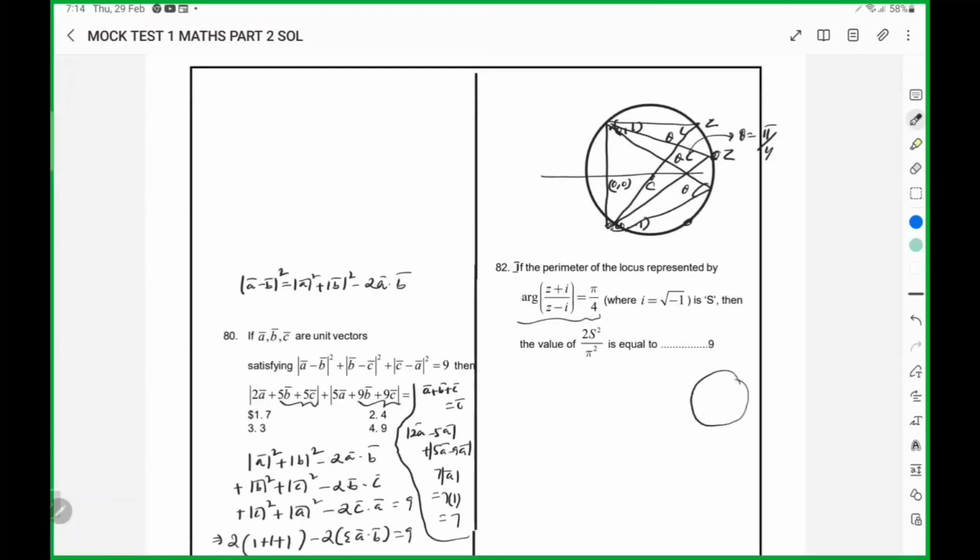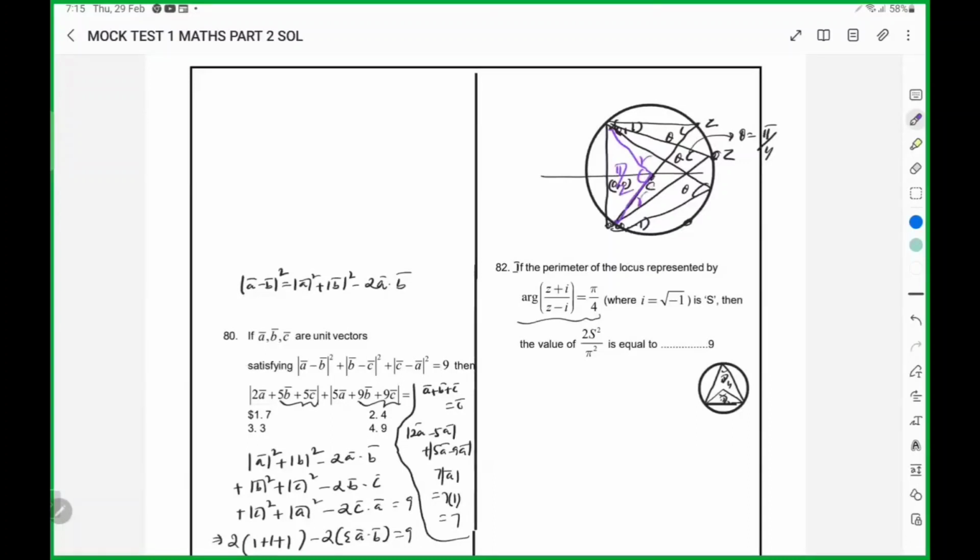Once a chord makes an angle pi by 4 at the vertex, at the center it makes pi by 2. So here the angle is pi by 2.